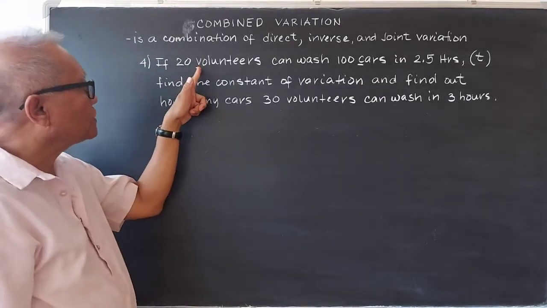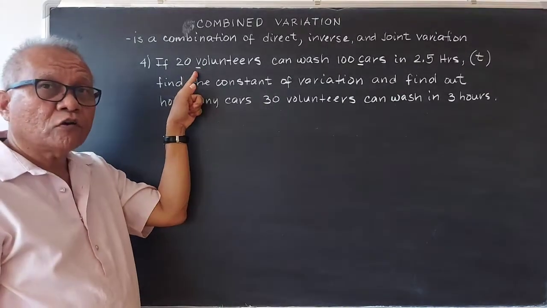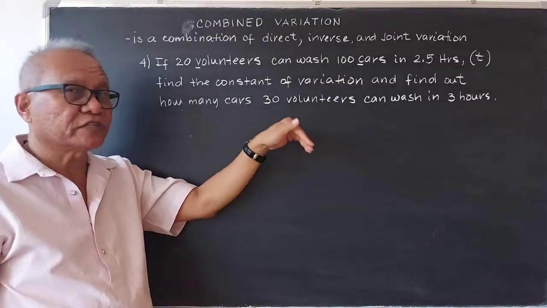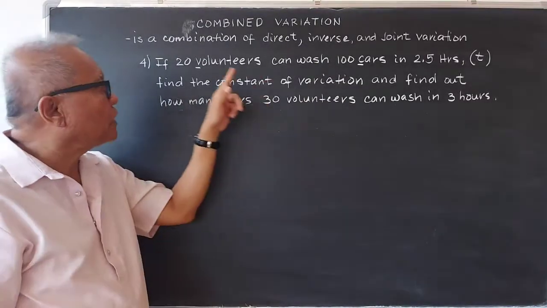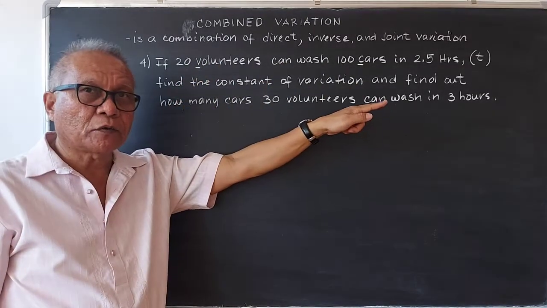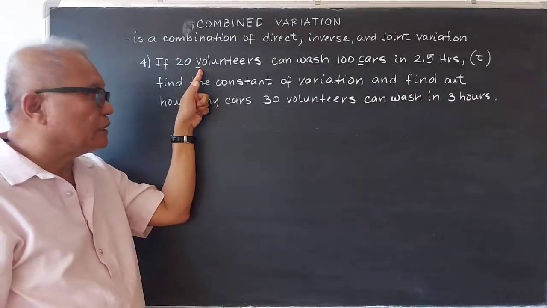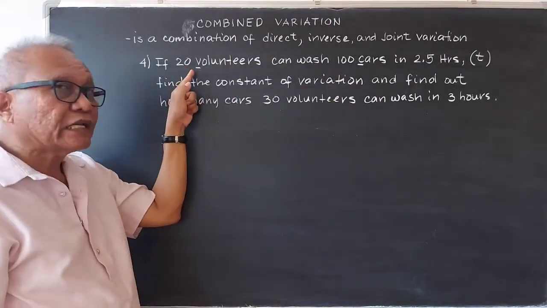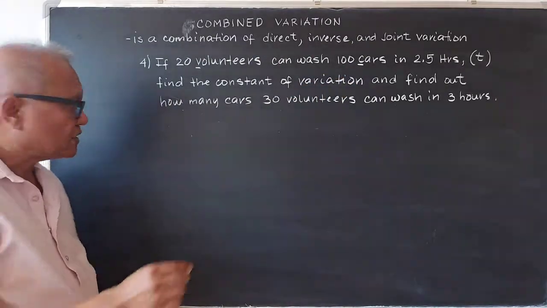What about the volunteers here and the time? If we have more volunteers, then the time will be lessened because there are more volunteers, more workers to work. If we have less volunteers here, it will take longer for our time to finish the work. So the volunteers here is inversely proportional to the time and directly proportional to the cars. So let us write that one in symbol.